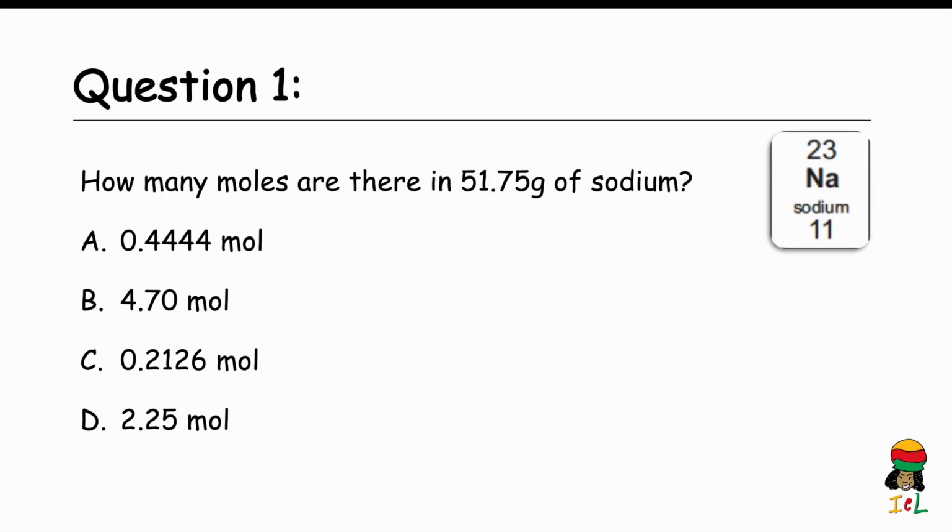Question 1. How many moles are there in 51.75 grams of sodium? A. 0.4444 mole. B. 4.70 mole. C. 0.2126 mole. D. 2.25 moles.